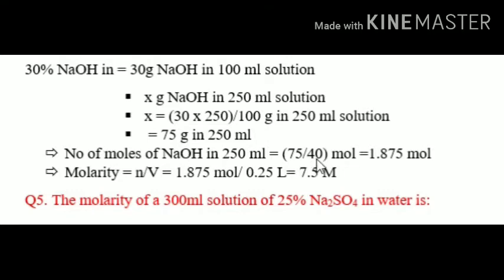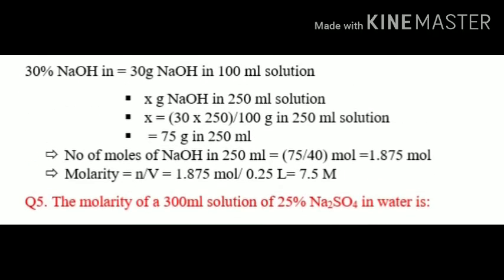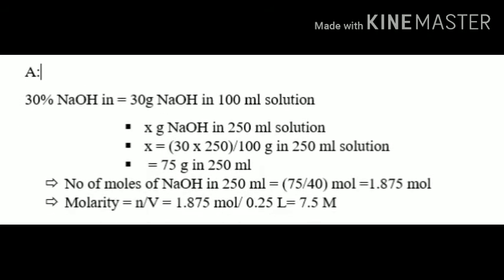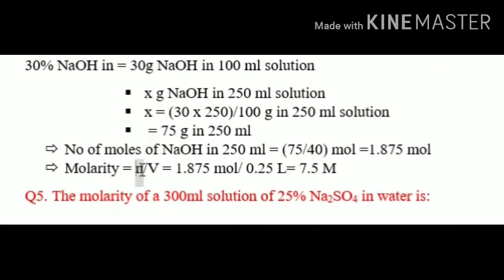So 75 gram NaOH means how many moles? 75 by 40 moles, it is 1.875 moles. So the volume of the solution is 250 ml. So the molarity will be number of moles of solute by volume of solution, so 1.875 mole by 250 ml, that means 0.25 liter, so it comes out to be 7.5 molar. So in that way we can calculate molarity of a solution using weight by volume percentage, okay.